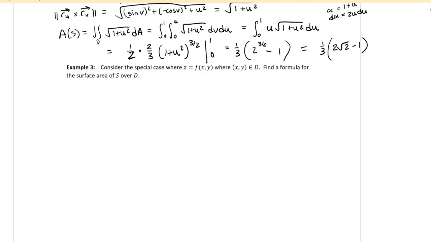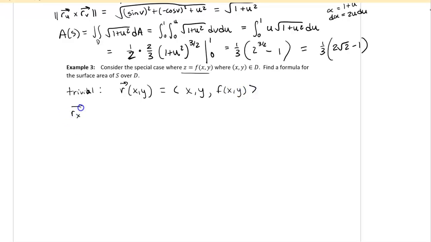So let's consider a special case where z is a function of x and y. We're going to find the formula for the surface area of S over D. So we're going to use the trivial parameterization for this one. The trivial parameterization is going to be r of x, y, which is x comma y comma, I guess we're just going to call this f of x, y because that's what z is equal to.